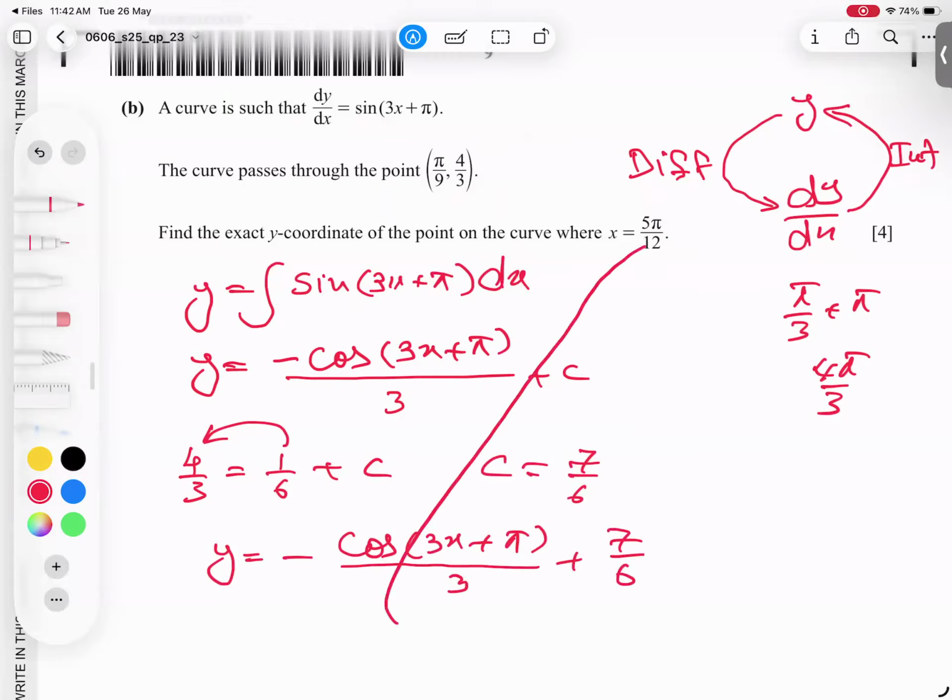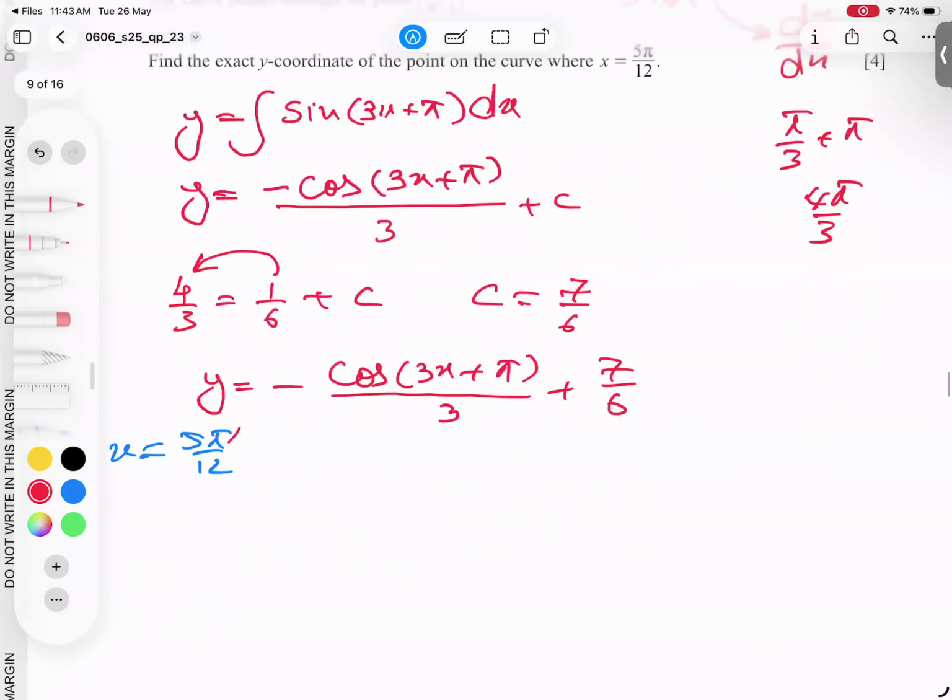Because he's saying plug in this x value, so I'm going to plug in x value 5π/12. When I plug in here, he said exact value, so be careful. 5 times 3 is 15, 4 times 3 is 12, so I get 5π/4 plus 5. So I get 9π/4.